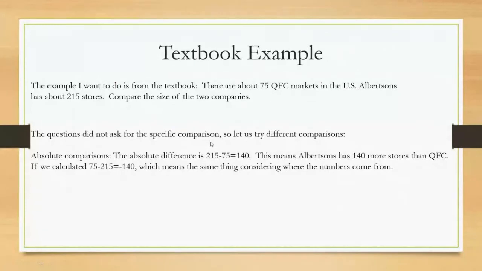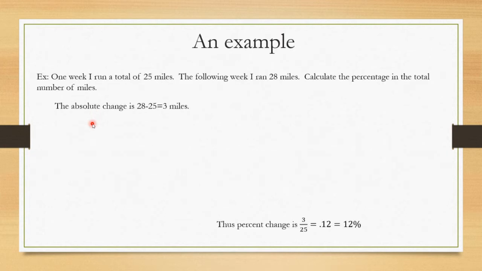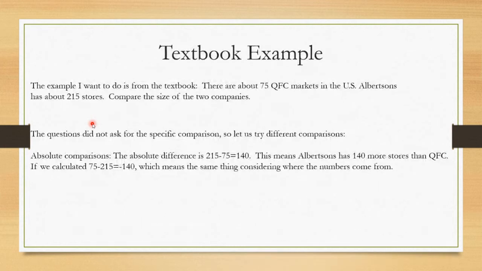So basically there's two markets here. There's QFC and there's Albertsons. They tell us that QFC has 75 markets. Albertson has 215. So they want us to compare the size of the two companies. But as I wrote here, it didn't tell us how to compare it. It didn't say, you know, find the absolute change, find the relative change. It didn't tell us how to compare.